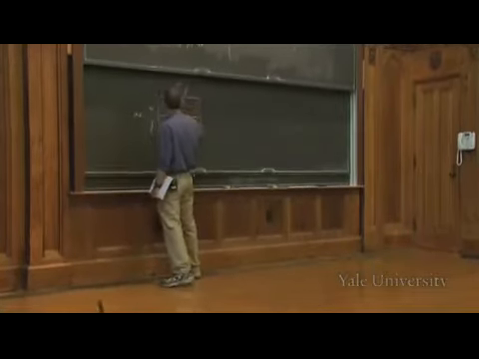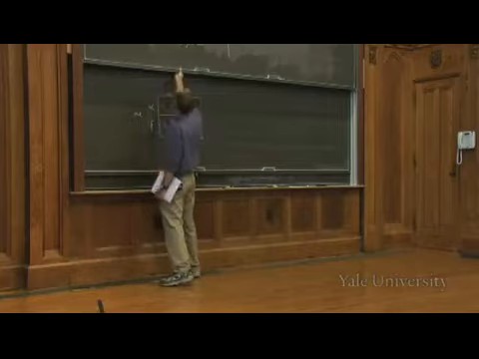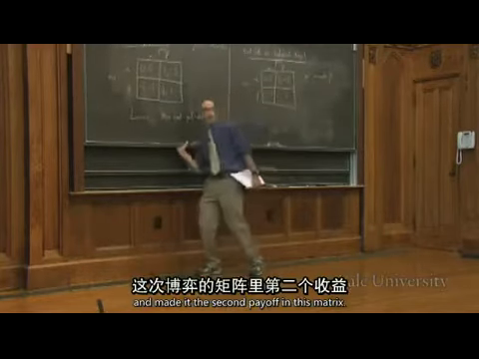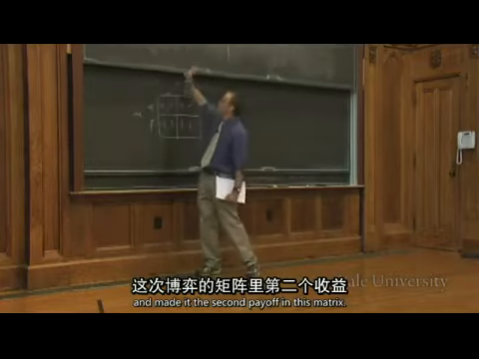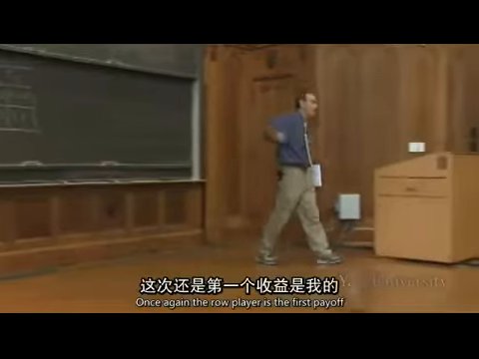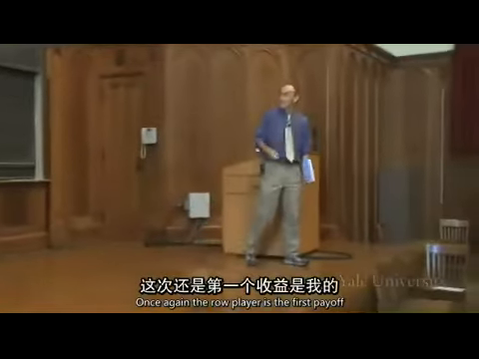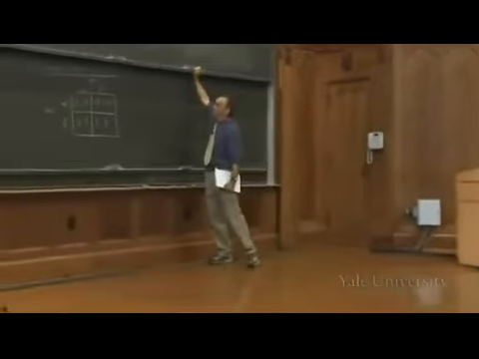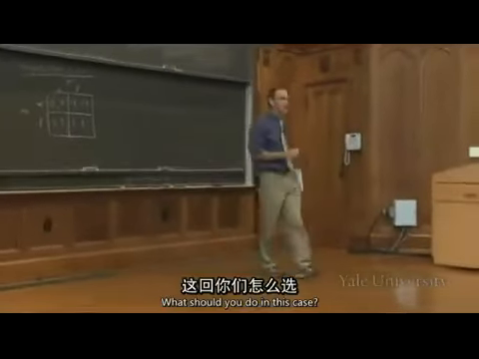0, -1, 3, 1. Okay, I took the second payoff from that matrix and made it the second payoff in this matrix. Everyone see how I did that? Once again, the row player is the first payoff, and the column player is the other payoff. All right, what should you do in this case?